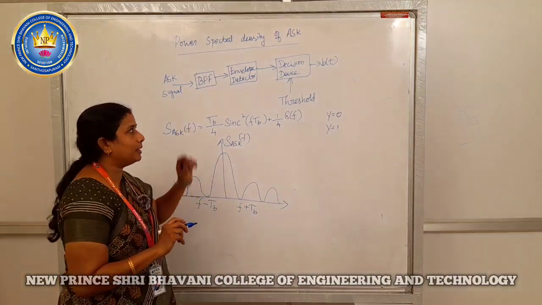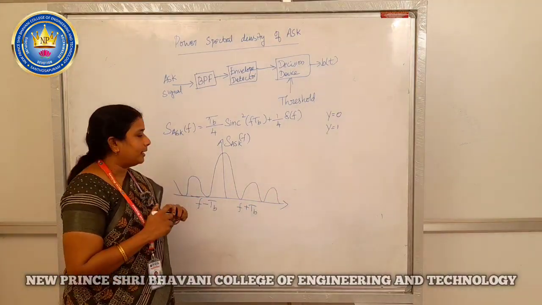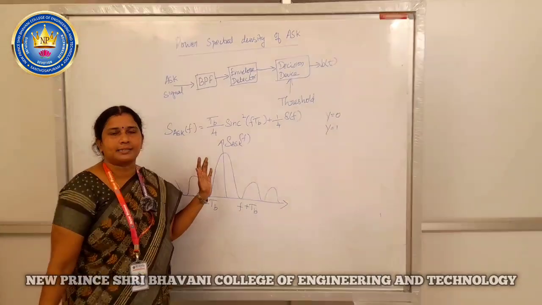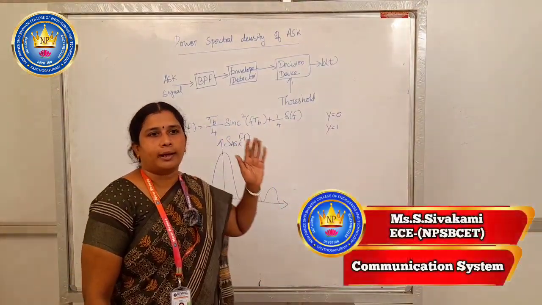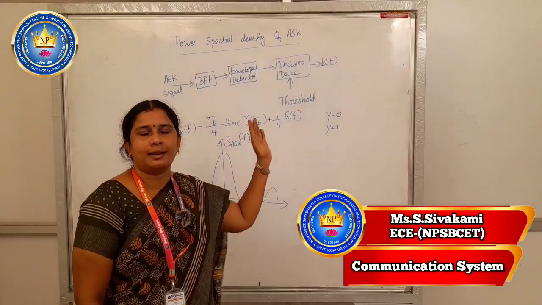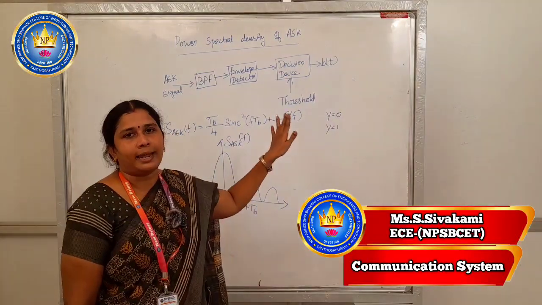These are all the explanations of ASK. Here we can represent the signal in binary 1 or 0, and your input signal is a binary signal and our output signal is the ASK signal.